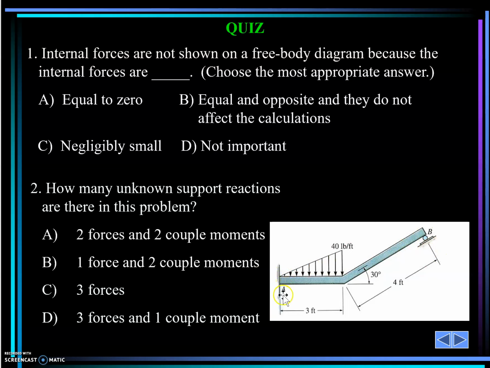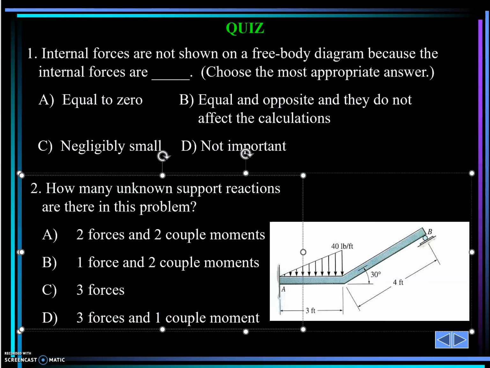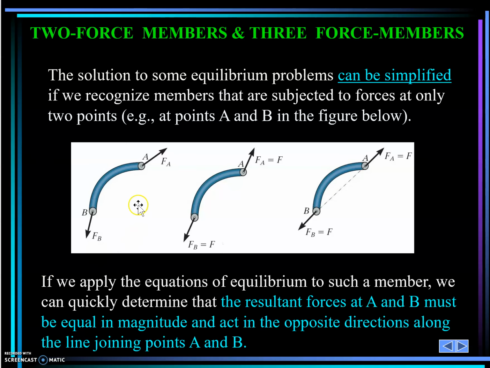1, 2, 3, 4. So 4 unknowns. 3 of them are forces and 1 couple. So the answer is D. Moving on. There is another thing that is very important.